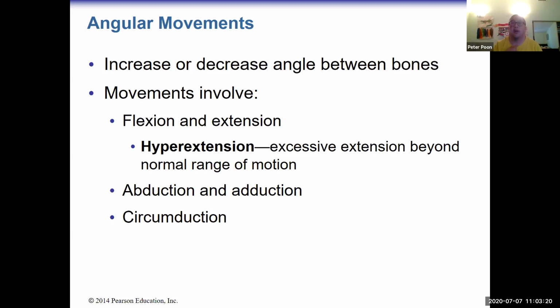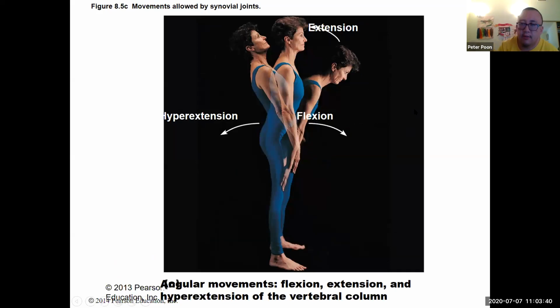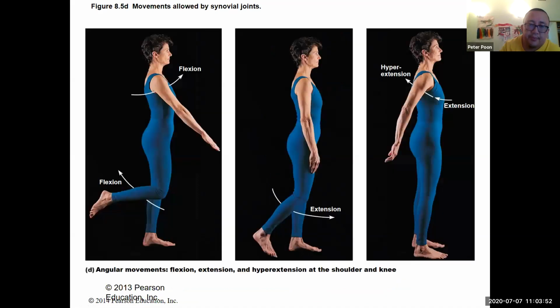So flexion, extension, hyperextension. I can't hyperextend my arm willingly, right? If I lean down, that's flexion, extension is going back up, and hyperextension is when I lean backwards. Flexion of the shoulder, extension of the shoulder, hyperextension of the shoulder.